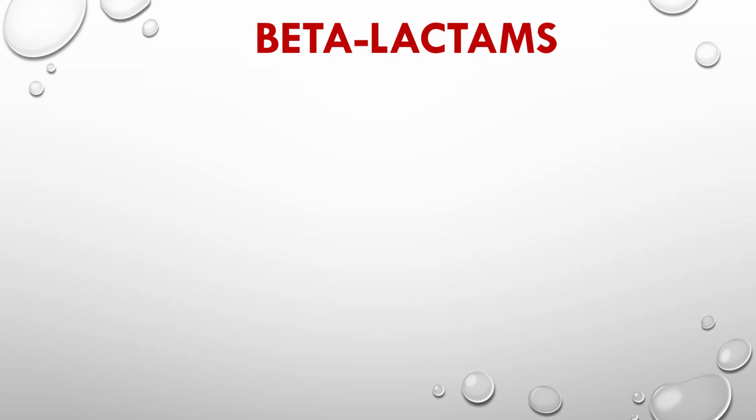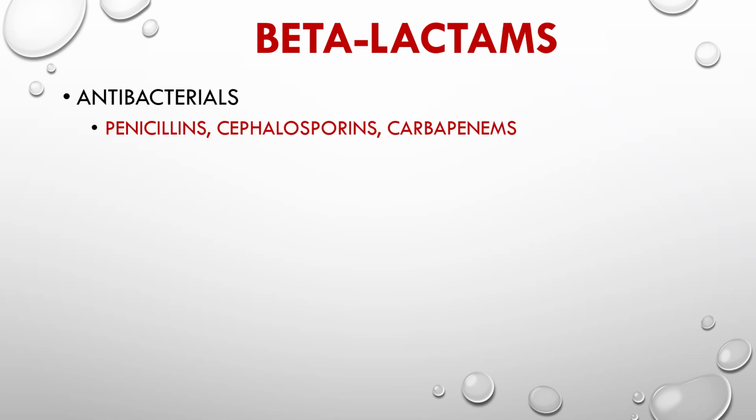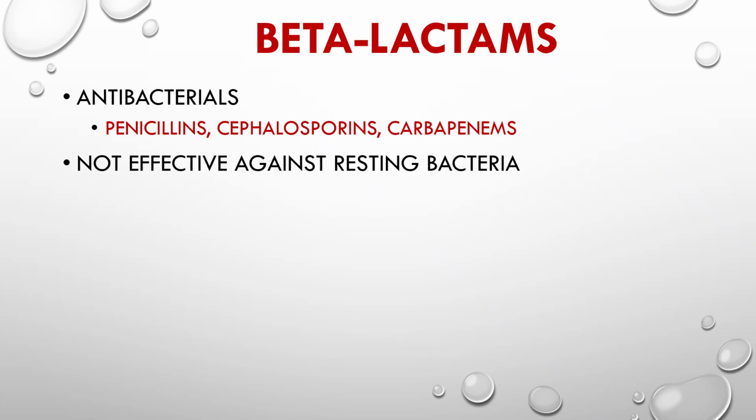All right, so if we look at these antibiotics, the first class we'll talk about is called the beta-lactams. These are antibacterial. Again, they're only going to help against some bacteria, not all of them. But this includes penicillins, the cephalosporins, and the carbapenems. So penicillin, one of the first antibiotics that was discovered completely by accident.